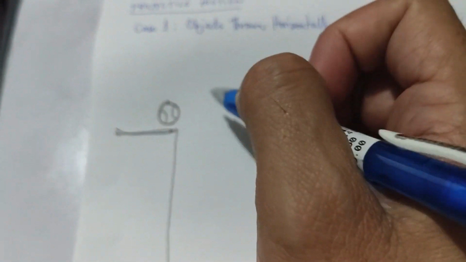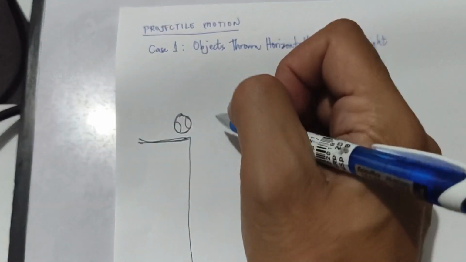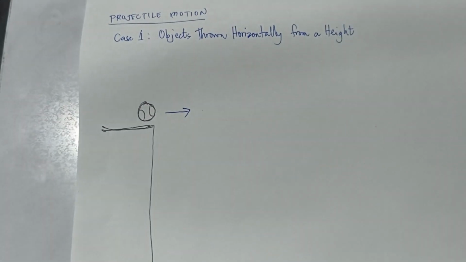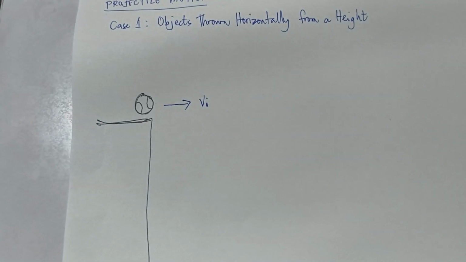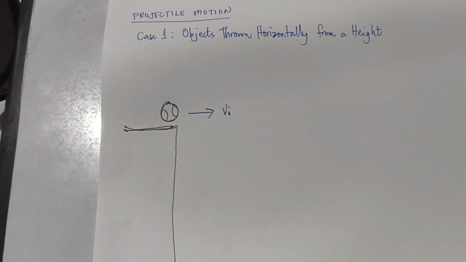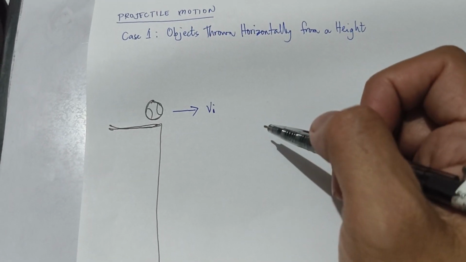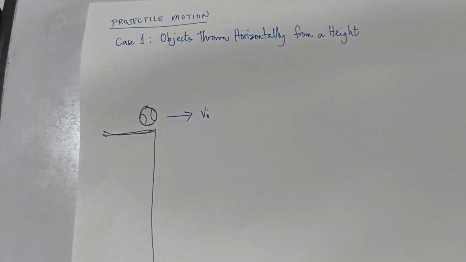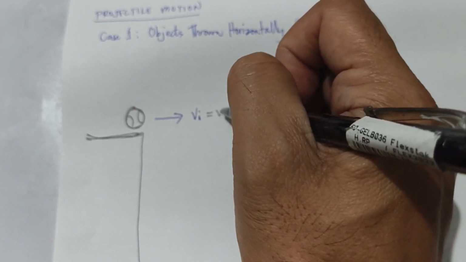So let's begin with case 1 of projectile motion for objects thrown horizontally from a certain height. Say for example, you have here a ball and it's given a push horizontally. Alright? So of course it will move horizontally. Okay? So let this be the initial velocity given to the object. But first, let me ask you, what is the x component of this velocity? Very good. Since ito ay horizontally, automatically, yung binigay na initial velocity, siya na mismo yung Vx.